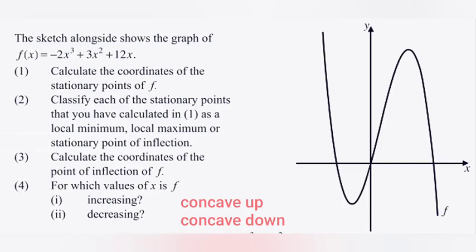So now this is an interesting question. The sketch alongside shows the graph. The first question says we need to find the stationary points, the turning points. In the second question we need to classify, which means use the second derivative test to determine the local minimum and the local maximum. The third question says to determine the point of inflection, and the last question asks for which values of x f is increasing, decreasing, concave up and concave down. I'll show you now how to solve these questions.